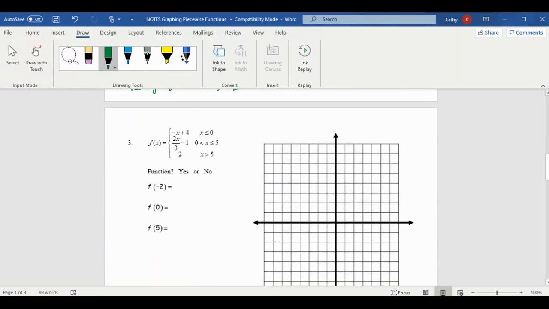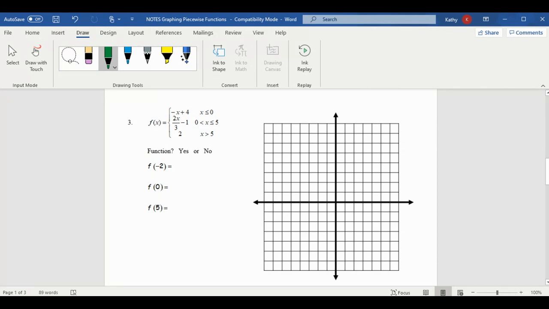Okay, number 3. Expanding this in number 3 to 3 different equations. That's okay, just an extra little piece. The first one, we're going to graph in green. So now we're going to plug in 0, and we're going to get 0 plus 4. So that's 4. So at 0, we go 1, 2, 3, 4. And this is a closed circle because 0 is included. And our slope is negative 1. So we're going to go up 1, over 1, and have these points here. And that's that part of that line.